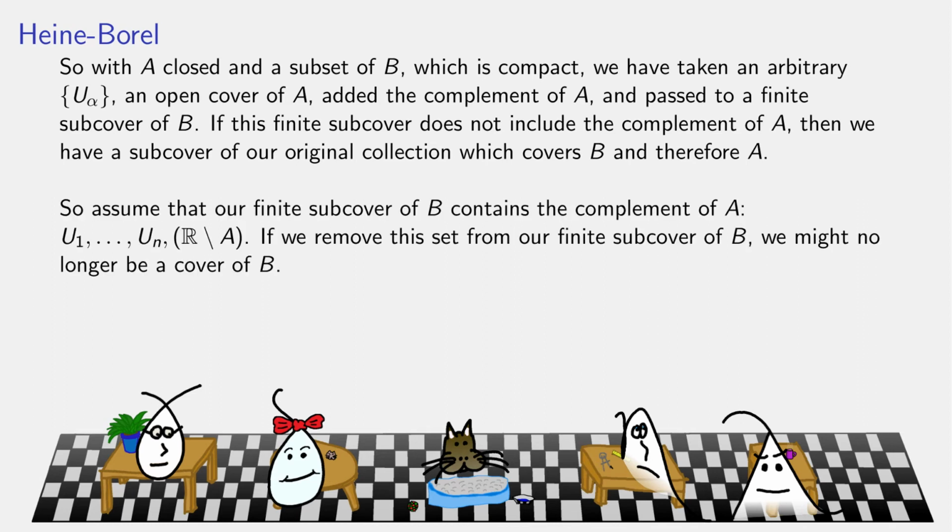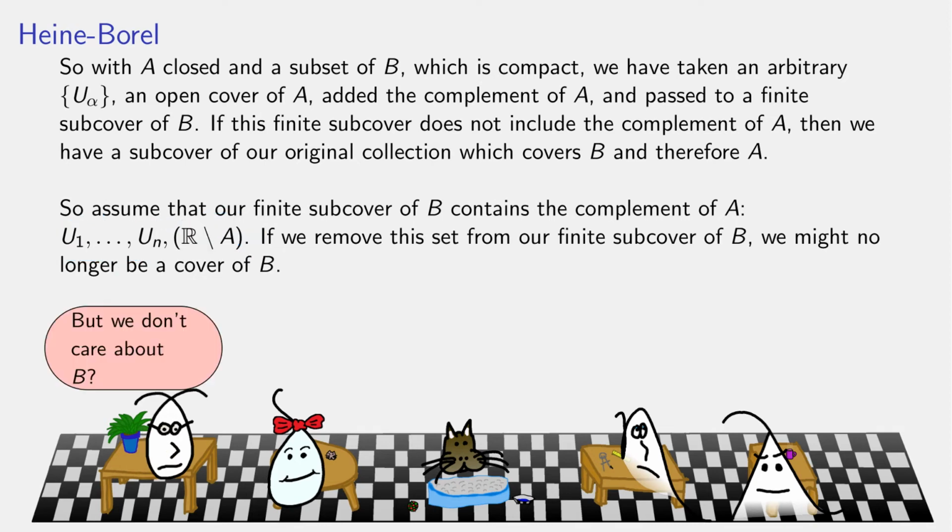So let's assume that the finite subcover of B we moved to actually does contain the complement of A. So I have a finite collection of sets. I'm going to call them U1 through UN, but also including the complement of A. That's still finitely many. I have n plus 1 sets here. This is a cover of B. If I just remove that set right there, I don't necessarily cover B.